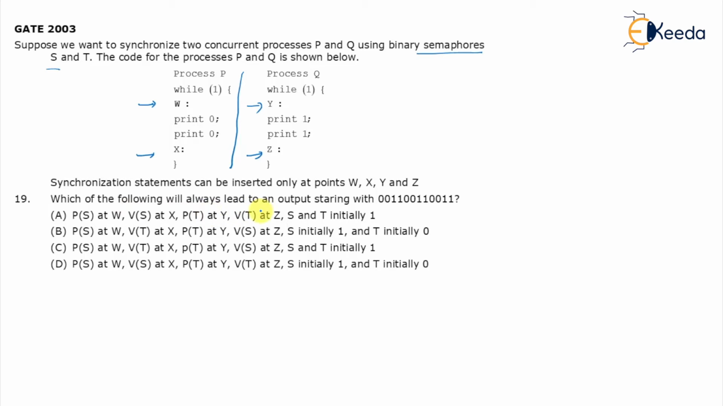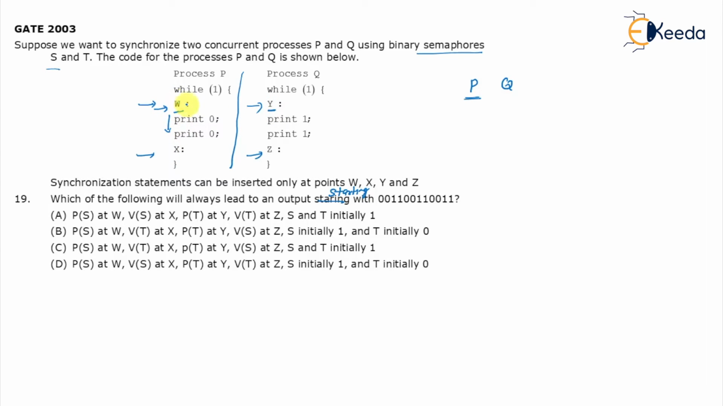Which of the following statements lead to an output starting with 0011? So we want this statement to execute in such a way that it should be printing the value 0011. For printing 0011, if I am having S and T as my semaphore variables, this statement should be allowed. This W should go into the print 0 and 0, and this Y should get stuck.